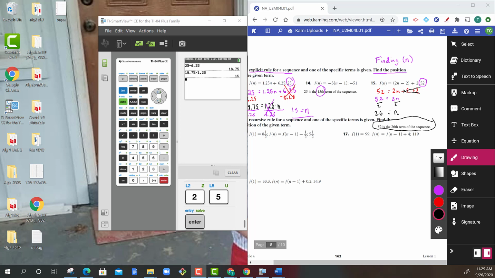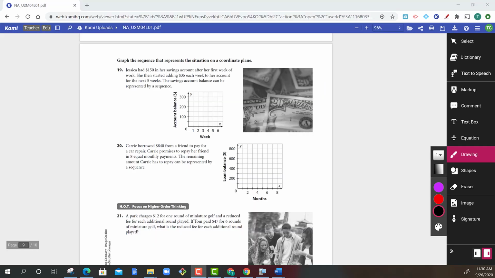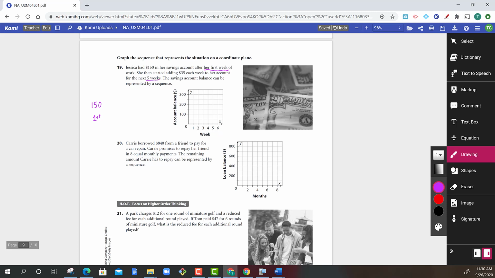All right, last thing I want to look at is on the next page. So the top of 163, number 19, they want us to graph a sequence. So it says Jessica has $150 in her savings account after her first week. So right off the bat, I know the term that's in the first position is 150. And then it says she starts adding $35 each week to her account for the next 5 weeks.